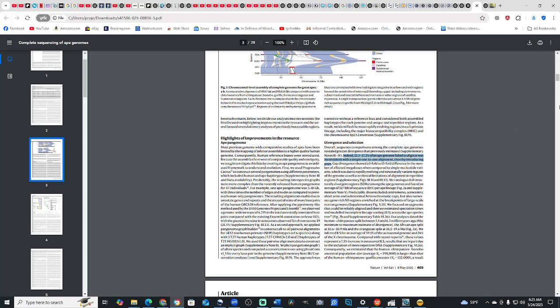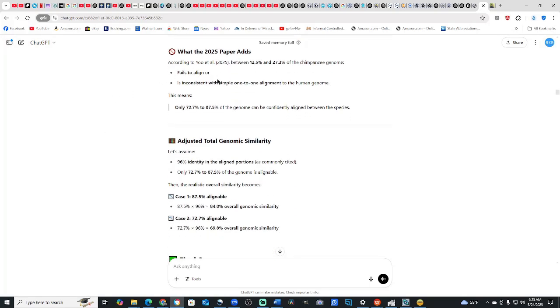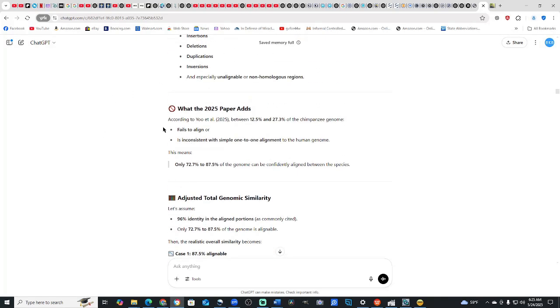All right, I ran this through ChatGPT. I'll show you this, and this is what it came up with. ChatGPT says, according to Yoo et al. 2025, between 12.5% and 27.3% of the chimpanzee genome fails to align or is inconsistent with simple one-to-one alignment to the human genome. This means only 72.7% to 87.5% of the genome can be confidently aligned between the species.